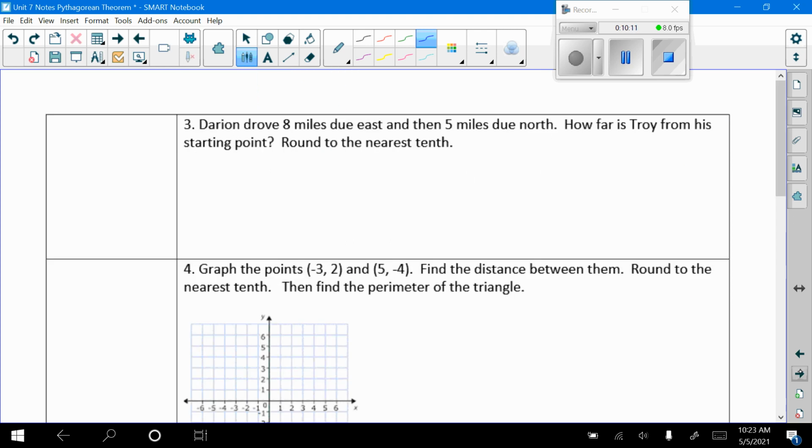Darion, keep in mind we have north, south, east, west. That might help you when you set it up. I will show the little setup here. This is the C value. Darian drove 8 miles due east. So here's Darian's start, 8 miles due east. And then 5 miles due north. Started here, 8 miles, and then we did north 5 miles. How far is he from his starting point? Here's where he is now.